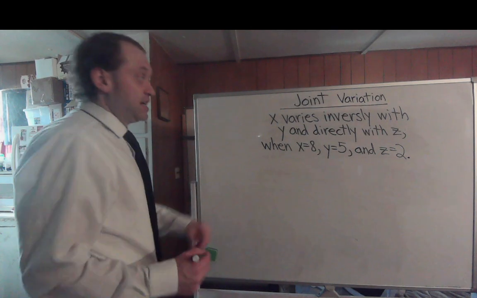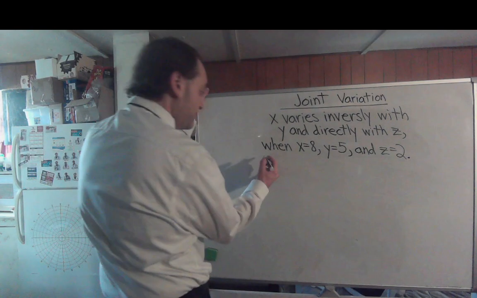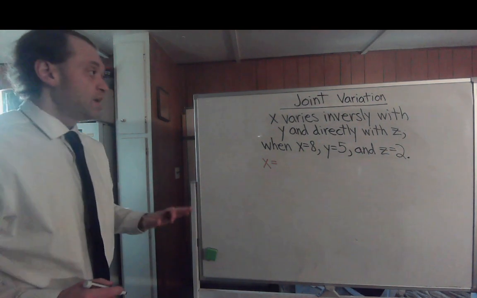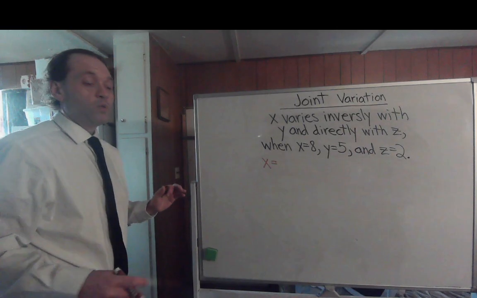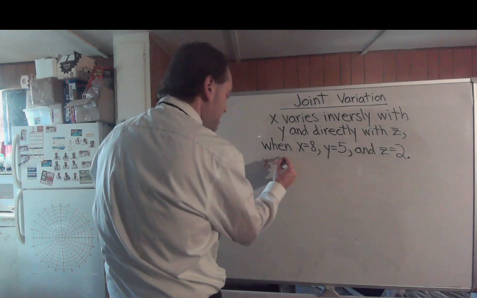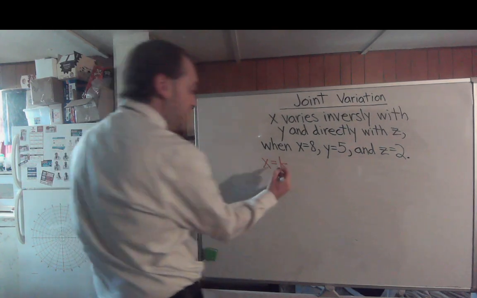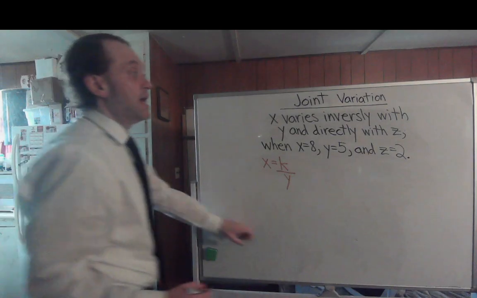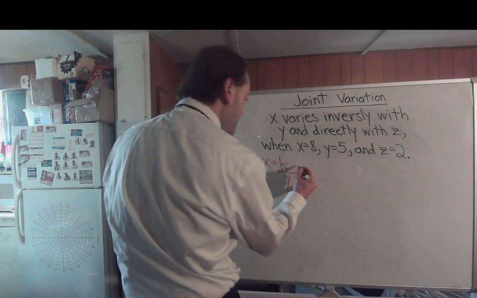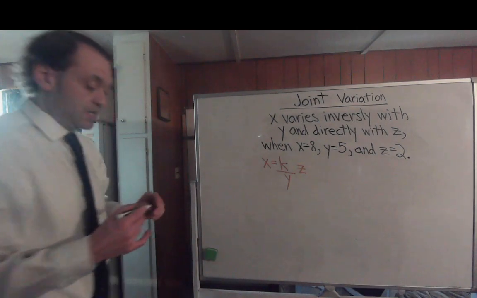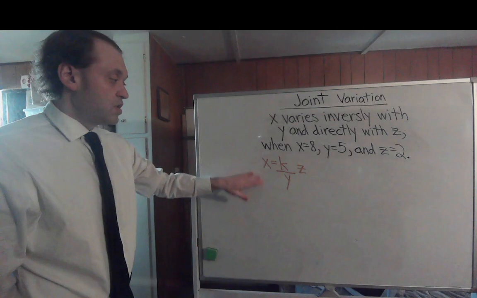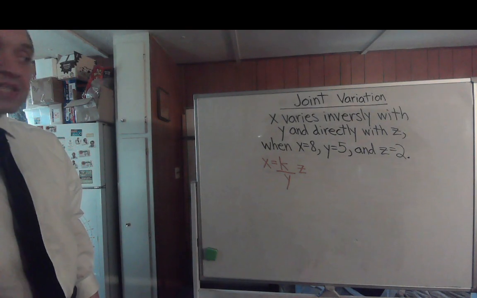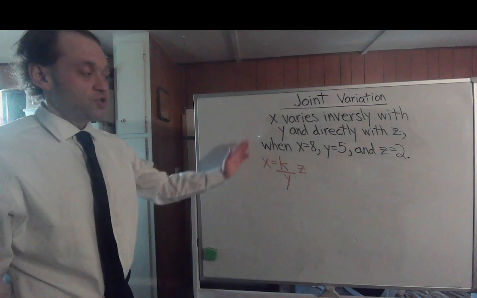So we need to set this up. So x varies, you could think of that as x equals, inversely with y. What does inversely with y mean? That means that you have your constant of variation k divided by y. Since it varies inversely with y and directly with z, that means you would have all that times z. So really you would have x equals k over y times z. That is the format for this, since you have the mixed variation.